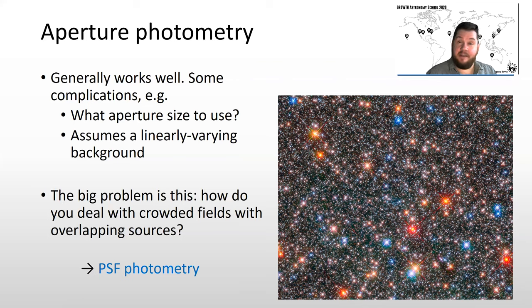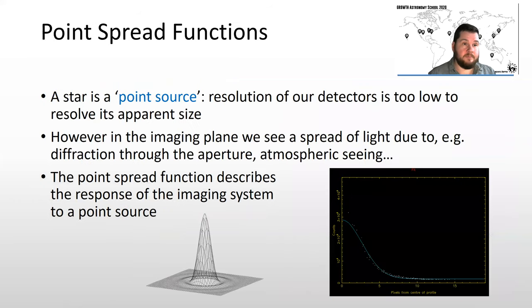And the answer is you can't. That's essentially impossible on a field such as this one. And what region of this plot would you consider to be your background? That's quite challenging. So how do you deal with this? The answer is you use a technique called PSF photometry. I'm going to introduce PSF photometry here, and it's something we're going to look at in much more detail in the workshop.